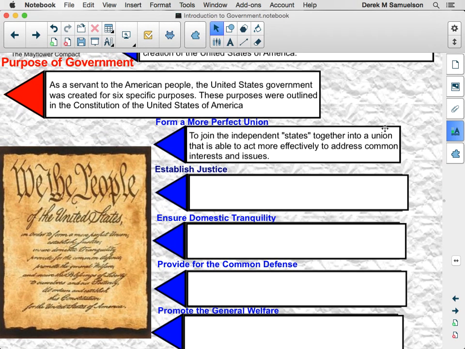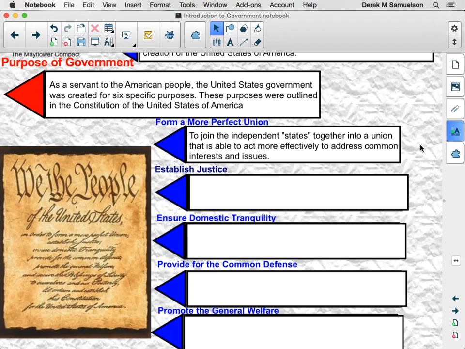Okay, purpose of government. As a servant to the people, the United States government was created for 6 specific purposes. That is, our government exists to do 6 things for us. And these are outlined specifically in the United States Constitution. It is the very first part of the Constitution, a section that we call the preamble to the Constitution.